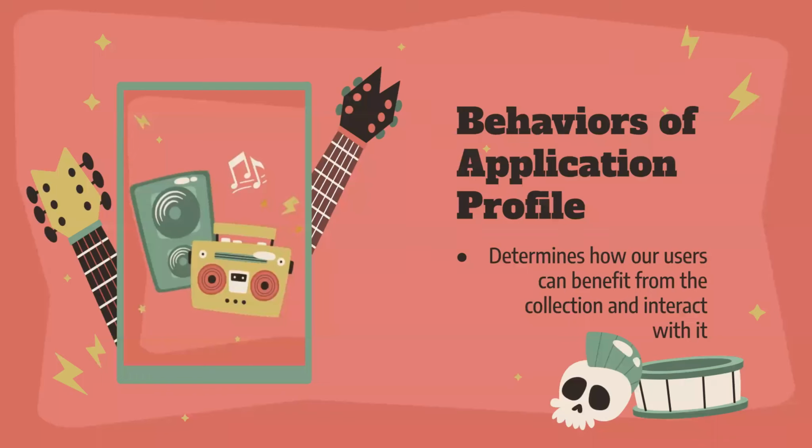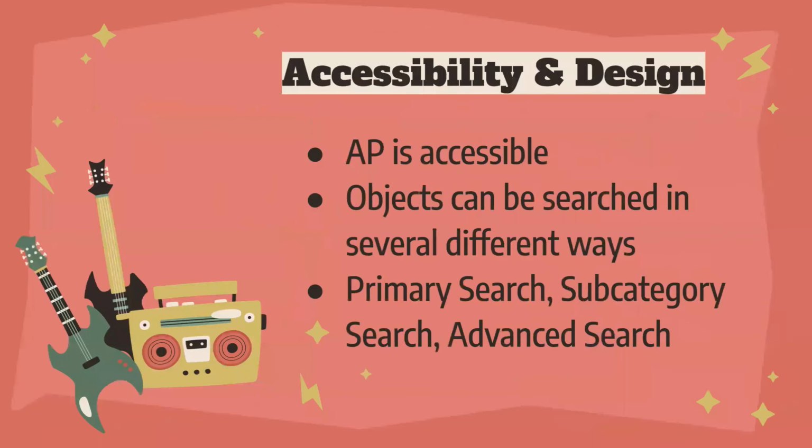Our application profile takes on many unique behaviors, as the creation of it determines how our users can interact with and benefit from the 70s rock collection. We designed the application profile to be accessible, contrary to streaming sites and limited availability of resources relating to 70s rock. Users of our collection can search by band name, year, album, title, which brings up primary search results like album, artist, band, publication dates, etc.